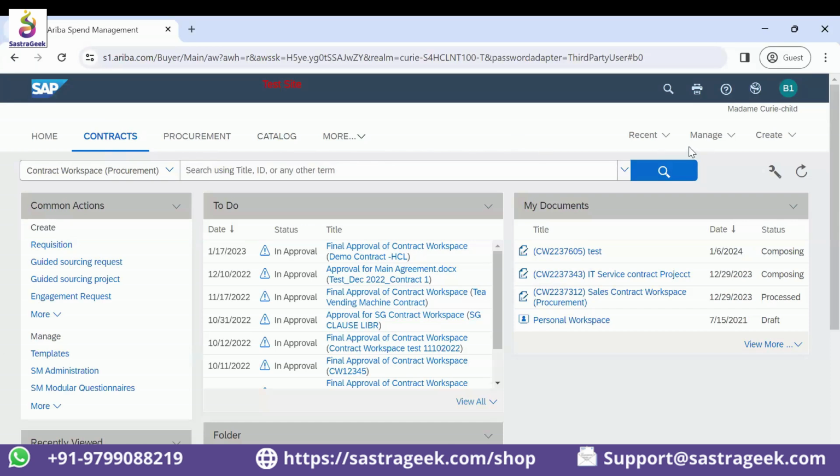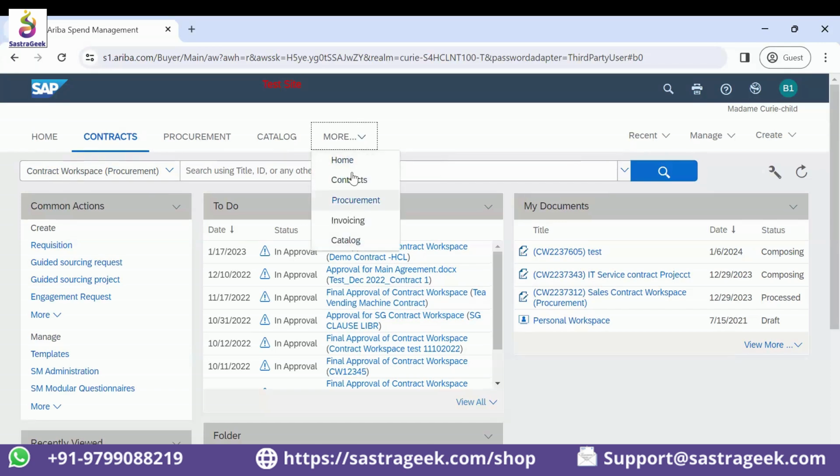Suppose I am a customer admin. Customer admin is nothing but a functional consultant. We get a role called Ariba administrator, so we get access to all the modules. By clicking on more, you can browse through the other hidden modules.